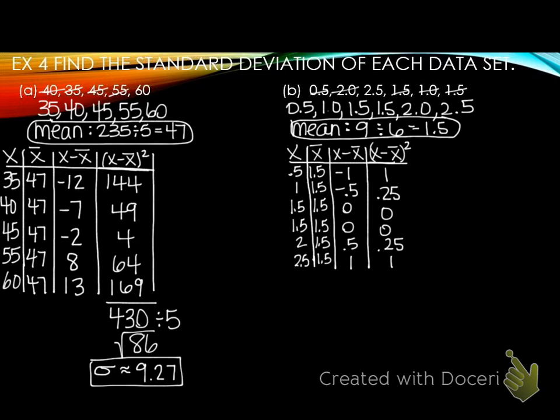The chart is filled in, so what do we do next? Add up this last column. And what do you get when you add up that last column? 2.5. And what are we supposed to divide by? 6. Good. So 2.5 divided by 6 gives me approximately what? 0.42. And I like rounding that to a 2 because that 6 just keeps repeating.